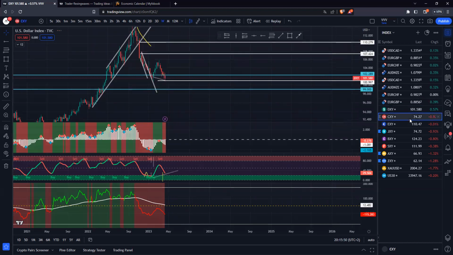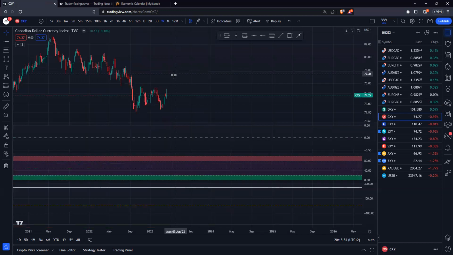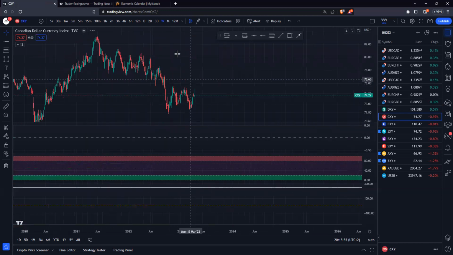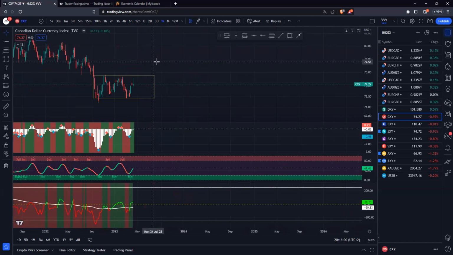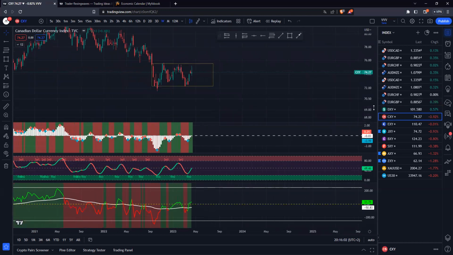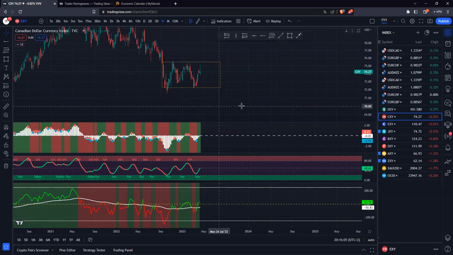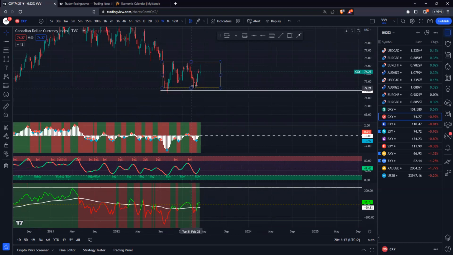Okay, let's see the CXY, the Canadian dollar index. Okay, we got already the box on the CXY. Oh, I deleted the target zone. Actually, the target zone was not hit because here was my target zone. We got the turning point actually, but here is also consolidation. Okay, not a big deal in the market.